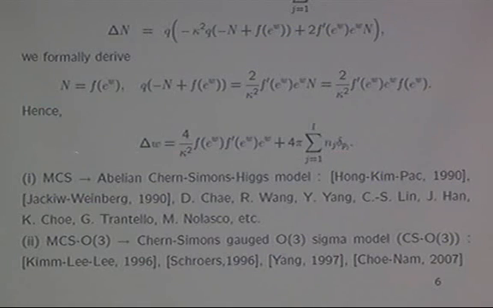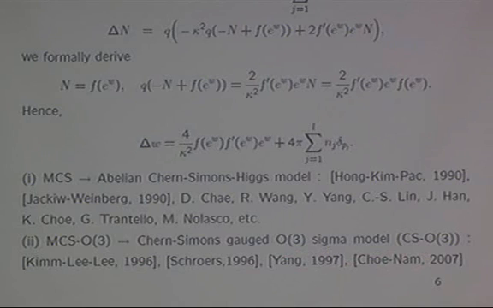In the Maxwell-Chern-Simons case, this is called the abelian Chern-Simons Higgs model, and studied by many people. This model was initiated by two groups of physicists in 1990, and many mathematicians studied this model, including Professor Lin and Chae here. And for the Maxwell-Chern-Simons O3 model, this corresponds to the Chern-Simons-gauged O3 sigma model, initiated by the physicists Kim, Lee and Lee in 1996 and Schroers in 1996, and studied by these mathematicians.